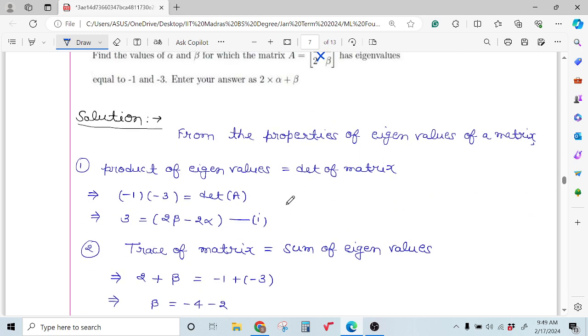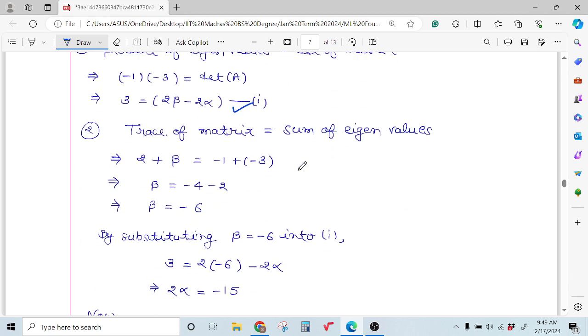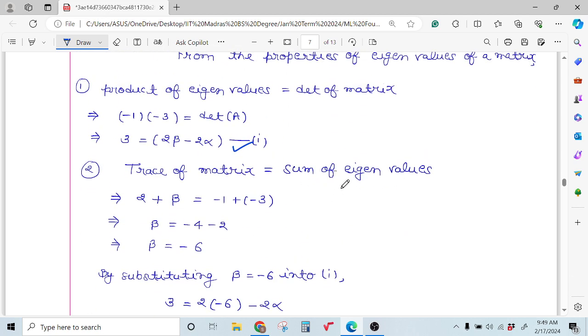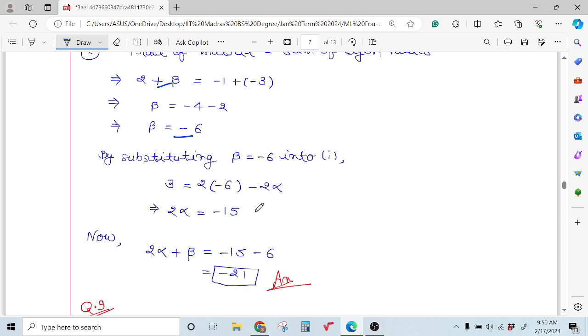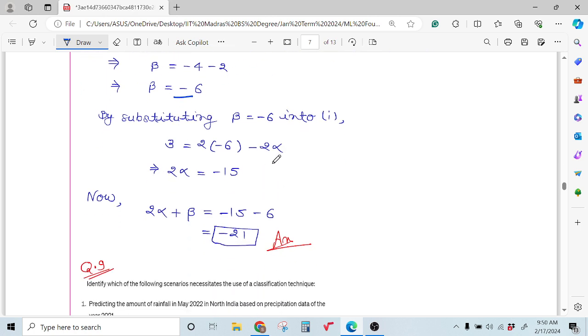So the first equation is this, and we will use the second property of eigenvalues of a matrix. The trace of a matrix is the sum of eigenvalues. So the trace of the matrix is 2 plus beta, and the sum of eigenvalues is minus 1 plus minus 3. So we have calculated the value of beta as minus 6, and we substitute this value of beta back into equation one. We will get 2 alpha is equal to minus 15. So now we have to find 2 alpha plus beta.